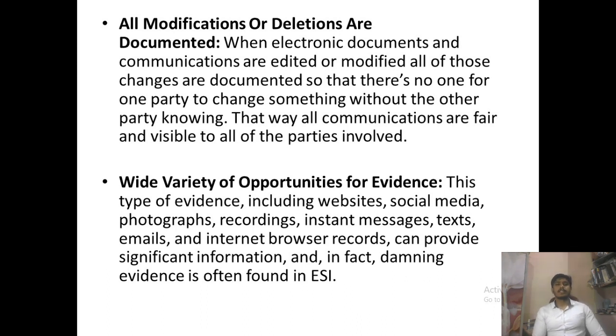So, when we change digital documents or messages, those changes are tracked. This makes sure nobody can change it easily. It's fair and everyone can see what's going on. Wide variety of opportunities for evidence. Digital evidence like websites, social media posts, photos, etc. can give a lot of important information. In fact, really strong evidence is often found in these digital files.